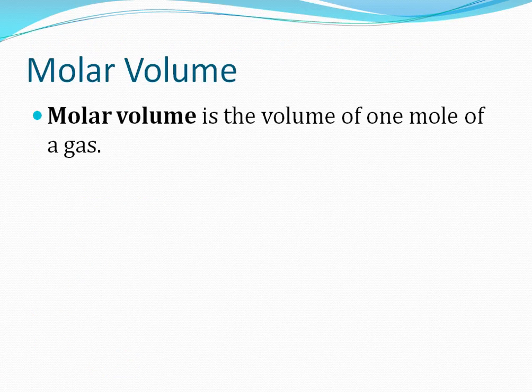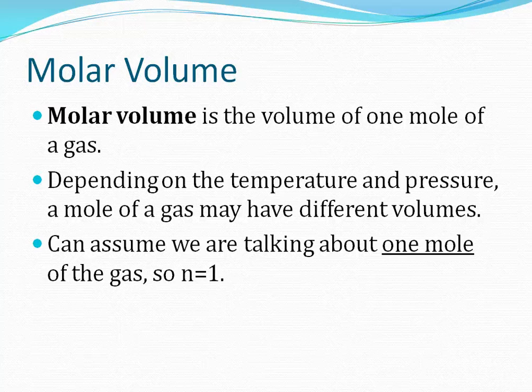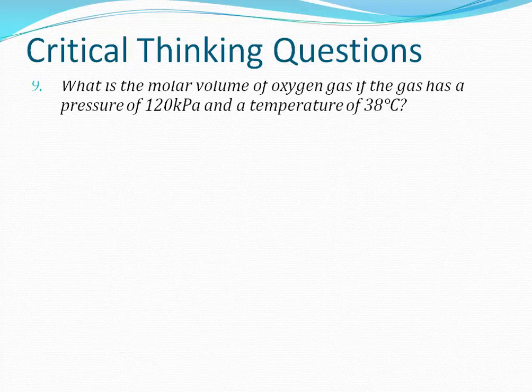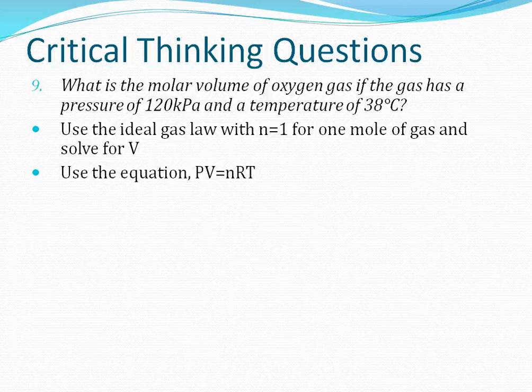Molar volume is the volume of 1 mole of a gas. Depending on the temperature and the pressure, a mole of a gas may have different volumes. You can assume that we are talking about 1 mole of gas, so n equals 1. What is the molar volume of oxygen gas if the gas has a pressure of 120 kilopascals and a temperature of 38 degrees Celsius? Use the ideal gas law with n equals 1 for 1 mole of gas, and you solve for V.